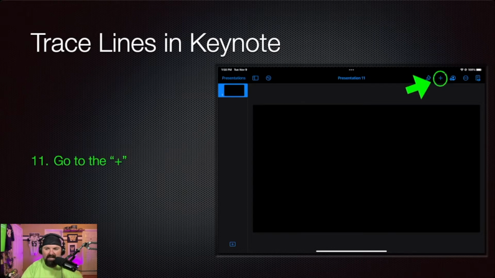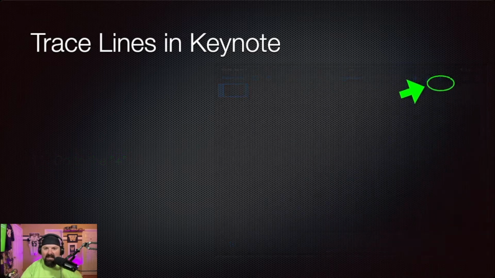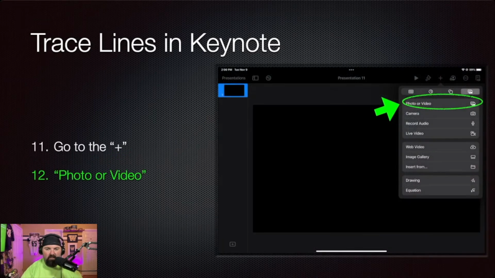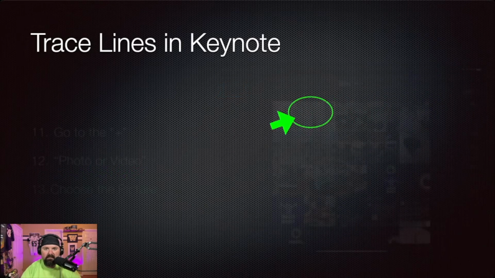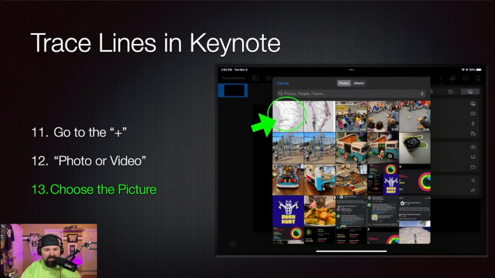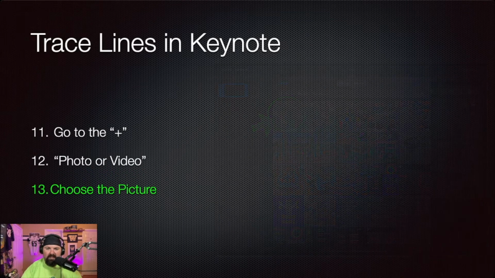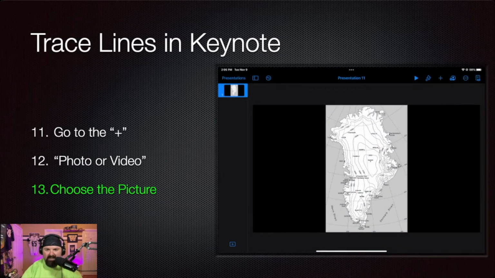Next, we are going to want to add the plus. So click the plus. Then we're going to click on photo or video, although this time we're going to use photo. And go ahead and pick the picture that you're going to use. Remember, this is the one that we found, and we're going to insert it right in the middle.